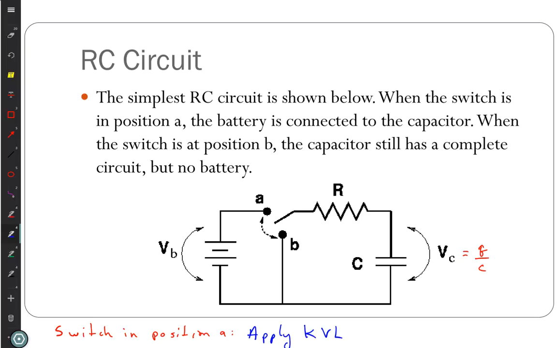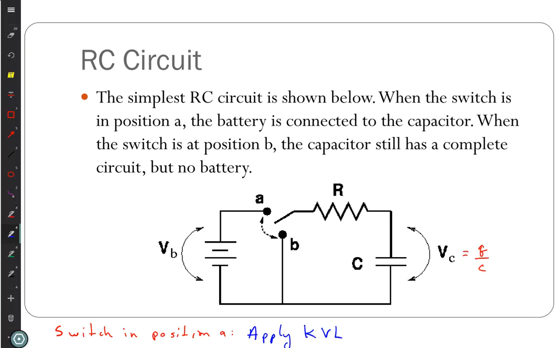So the key here is the switch has been in position B for a very long time. If it's been in position B for a very long time, we have the capacitor connected to a resistor. Any voltage difference on the capacitor then is going to cause charge to flow through the resistor. And what does the resistor do to energy?